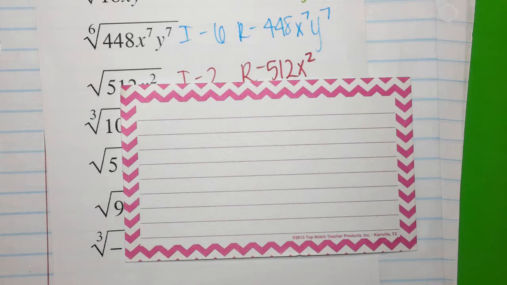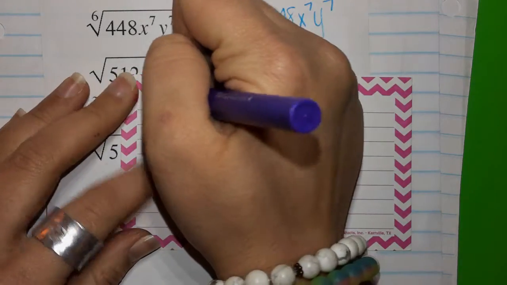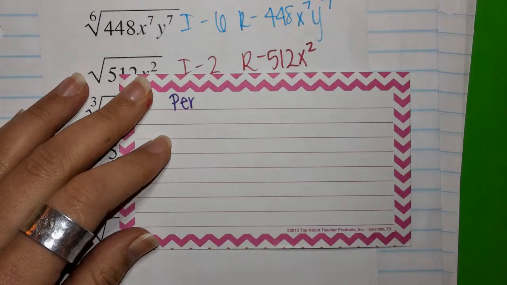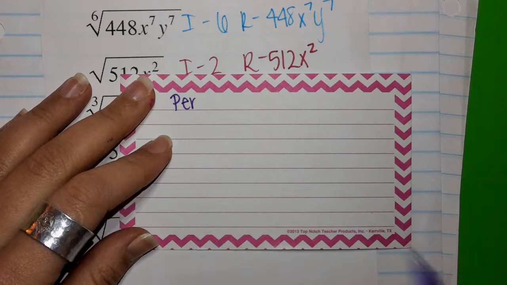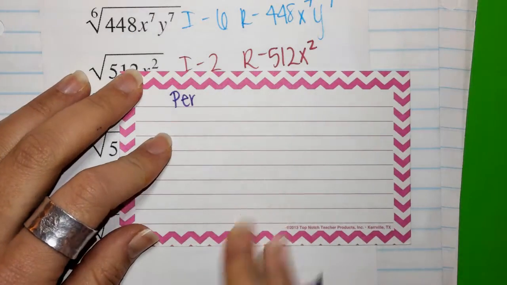At the top of your note card, I want you to write perfect squares. An index card with chevron. I don't understand what's happening. We don't know what card this is.